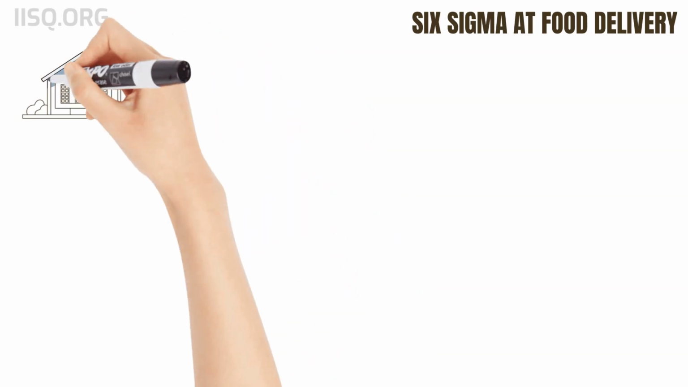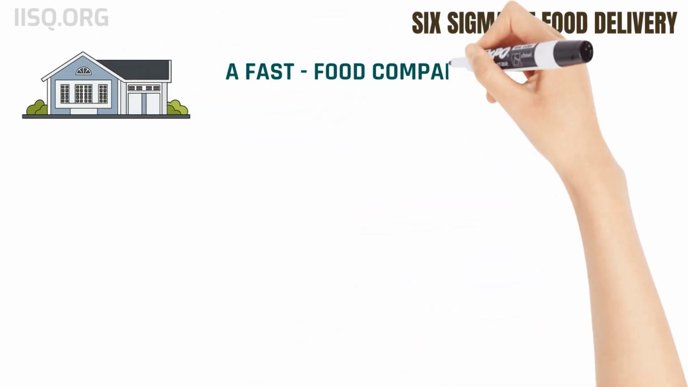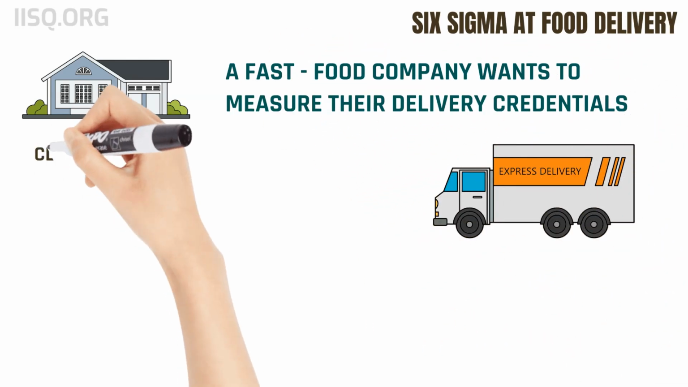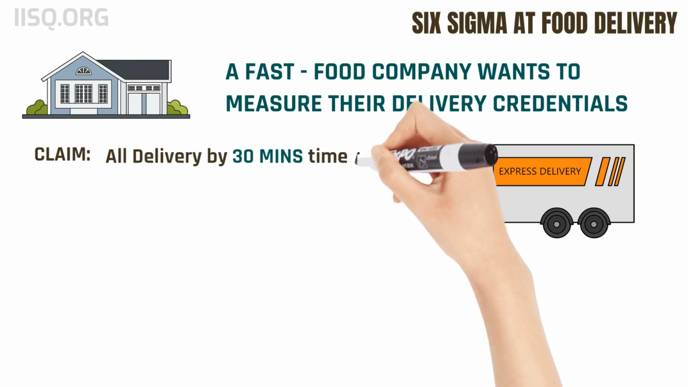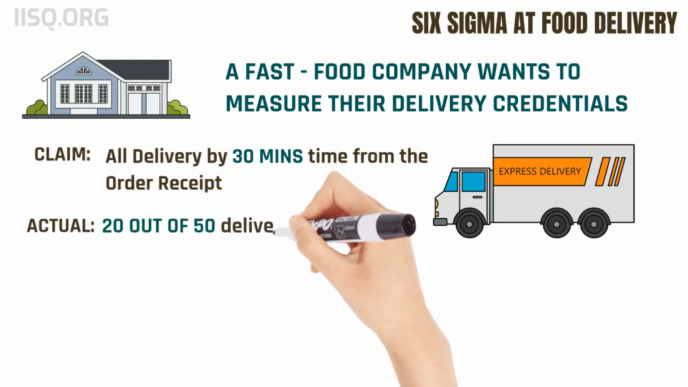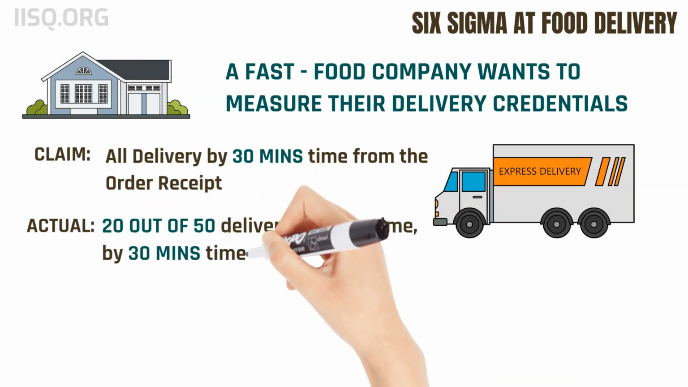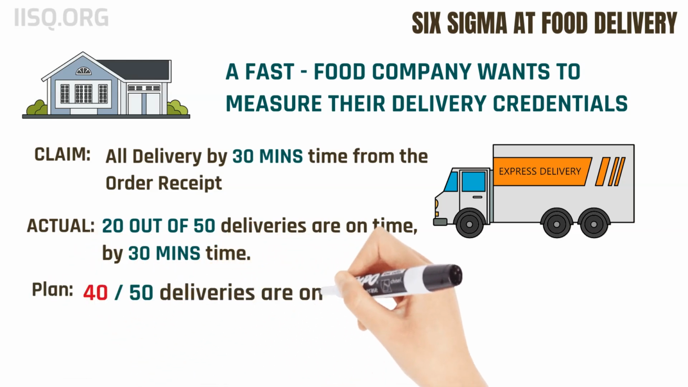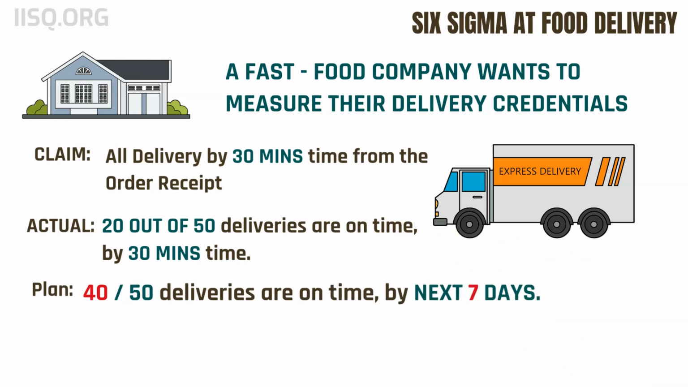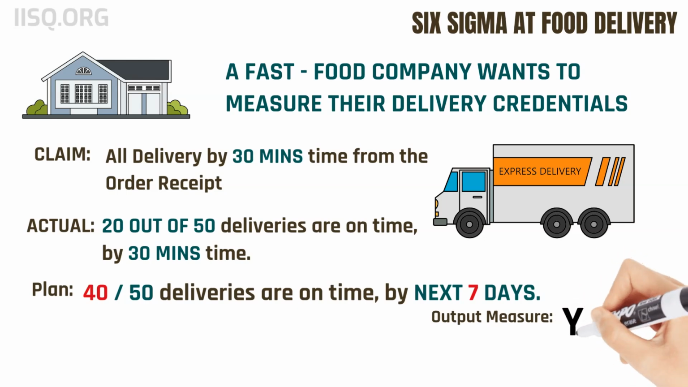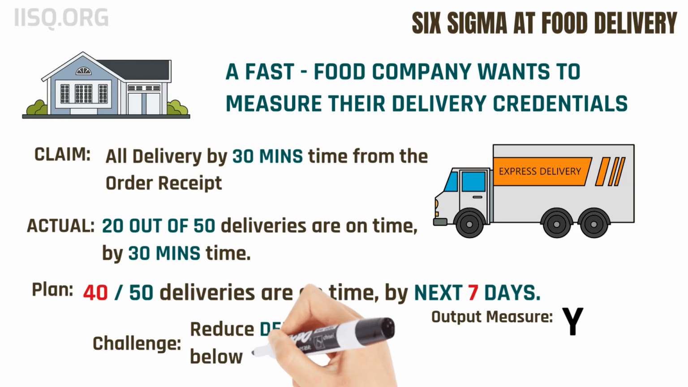Let us take another example. There is a fast food company that wants to measure their delivery credentials. They claim that food shall be delivered within 30 minutes from the order receipt. Presently, 20 out of 50 deliveries are on time, that is, within 30 minutes of receiving the order. Now they want to achieve 40 out of 50 deliveries to be on time in the next 7 days. This is an output measure and is called Y, the dependent variable. Here the challenge is to reduce the delivery time below 30 minutes.